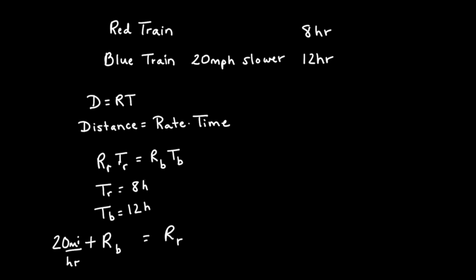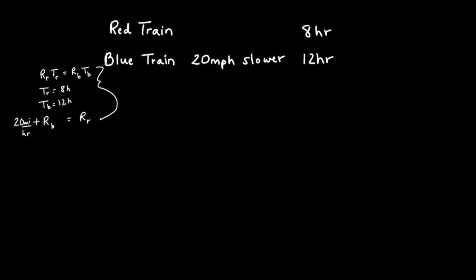And we know that we have to add 20 miles per hour to the blue train rate to equal the red train rate. Since the blue train is 20 miles per hour slower, that means it's a lower number, and therefore you'd have to add it to the blue train rate to equal the red train rate.